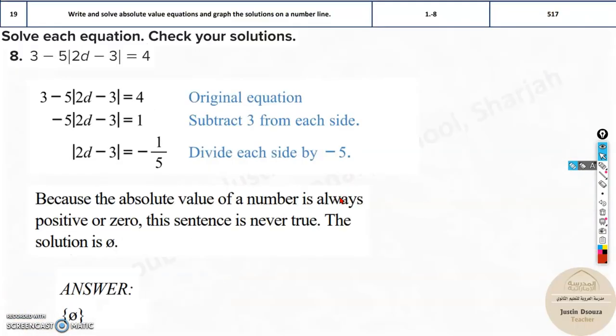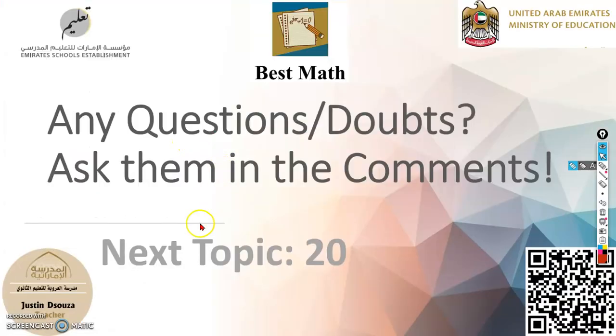So this is the last one. Now over here again, 2d minus 3 is equal to -1 by 5, which is an error. Why? Because you cannot have a negative equal to this, since it doesn't matter what the final answer will be, the absolute value is positive only. So that's the end of the topic 19.